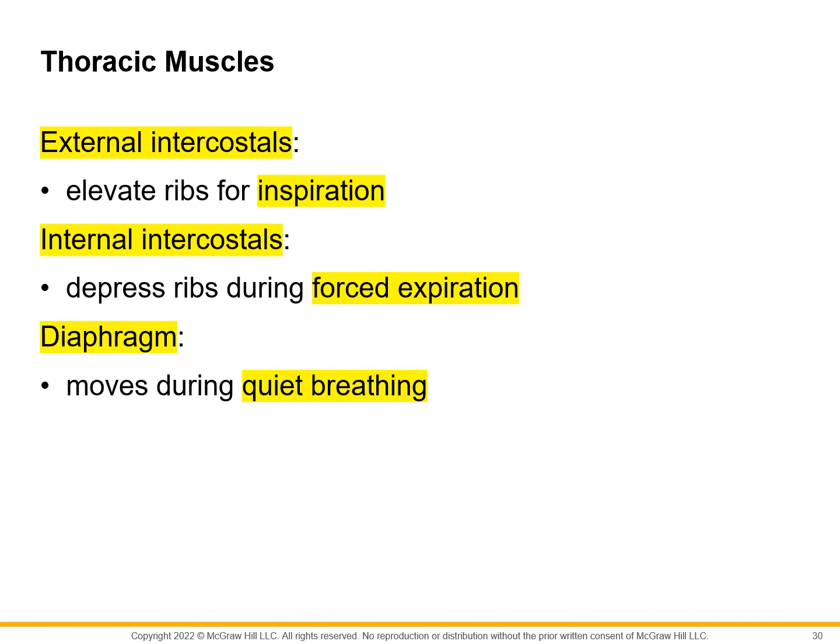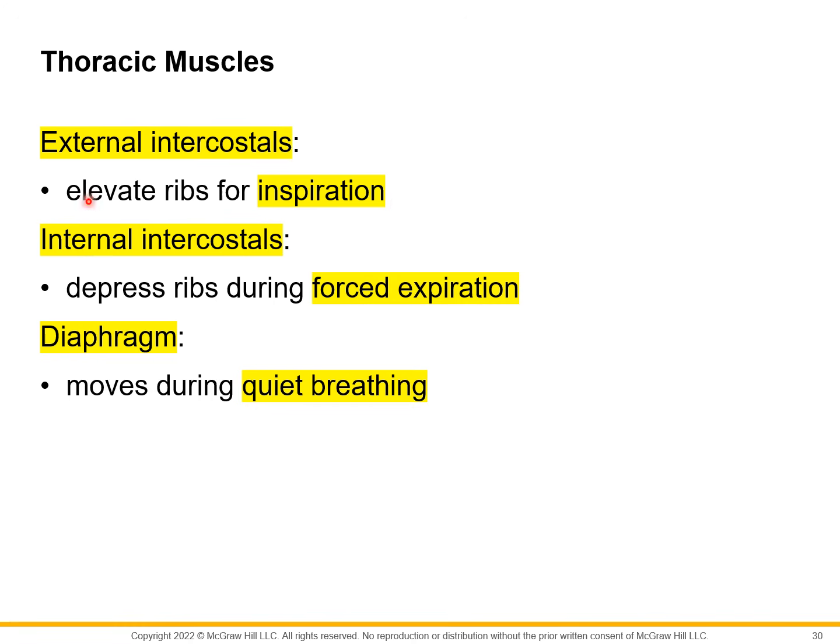Let's now talk about thoracic muscles, or the types of muscles that could be found within the vicinity of the rib cage, right? So first up are the external intercostals. They elevate the ribs for inspiration, or otherwise referred to as inhalation.